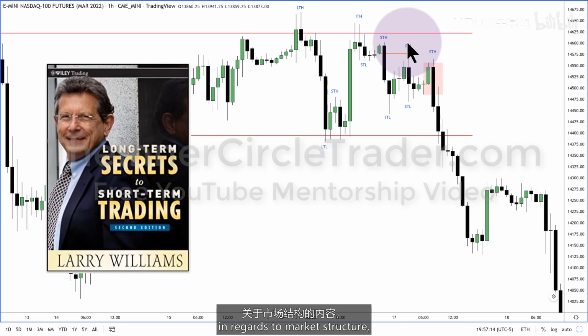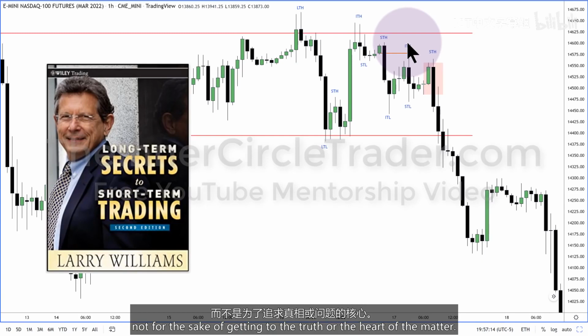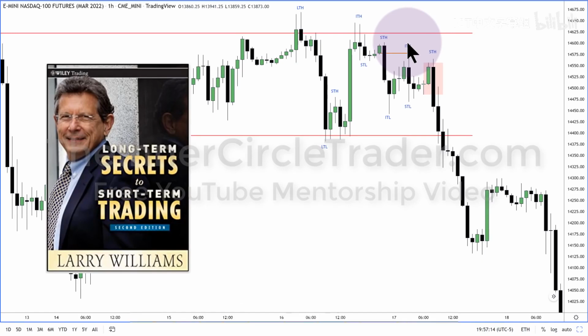The ideas that he teaches in this book here were taught in an early work by him in regards to market structure, how to internalize price structure, how to look at price not just from a higher high, higher low, because that's too myopic. It's a pursuit, especially in this generation today, a pursuit of simplicity for the sake of simplicity alone, not for the sake of getting to the truth or the heart of the matter.